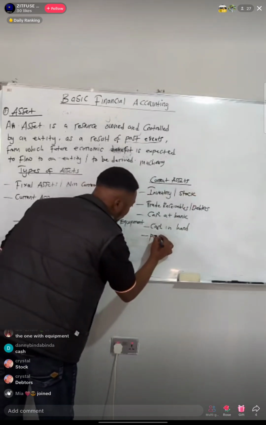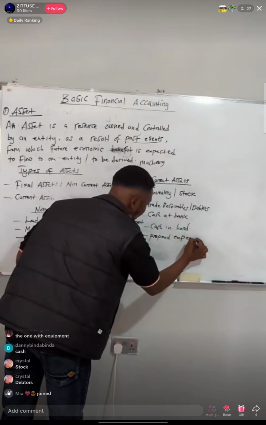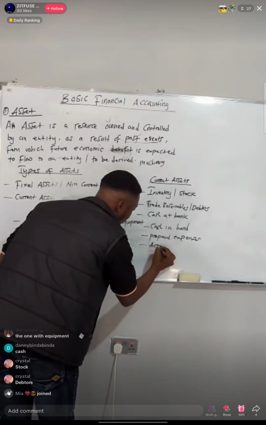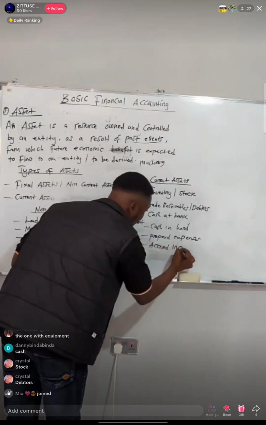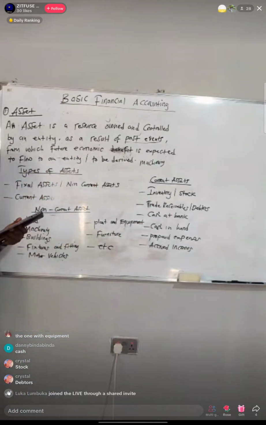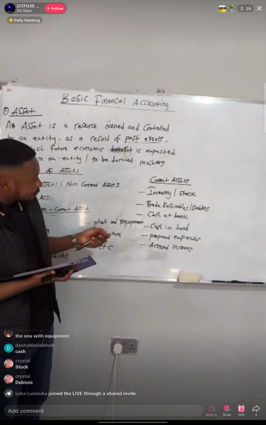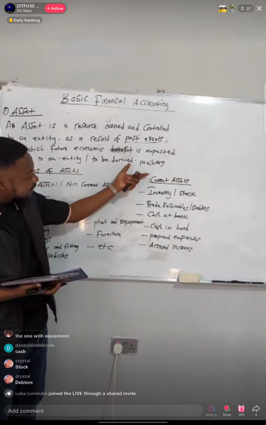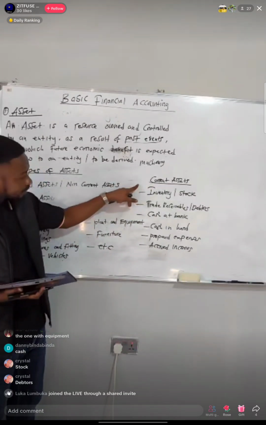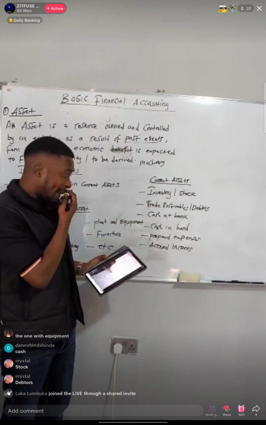Then we also have prepaid expenses. They also concern the current assets. We also have accrued incomes. So this is everything. Whatever you're seeing here, this is everything when it comes to current assets.